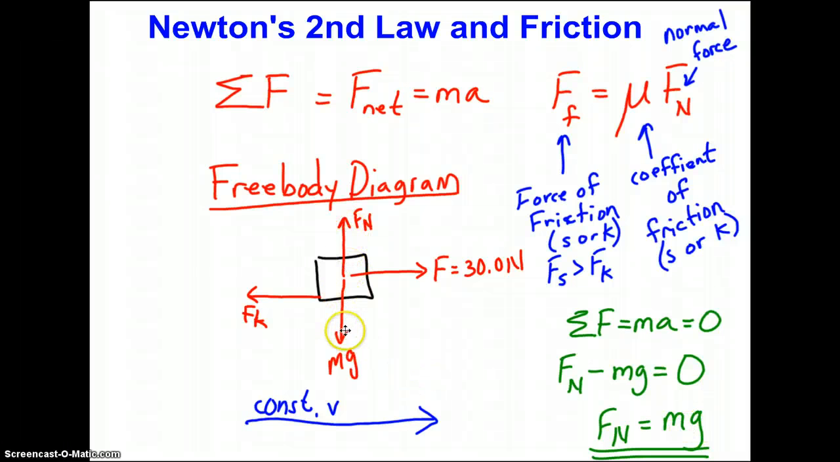Because the object is not accelerating vertically, and there's only two forces, and they're opposite each other, these two forces have to be equal to each other. This is huge. For an object on a horizontal surface in this course, almost all the time, the normal force will be equal in magnitude to the weight of the object.